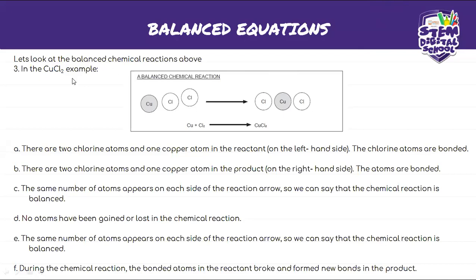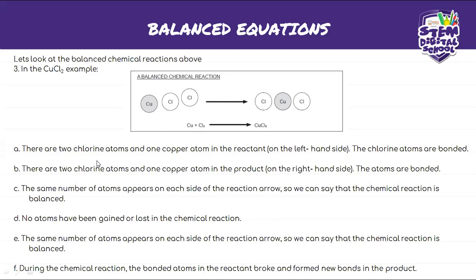All right, now let's look at the balanced chemical equation. In this example, we are looking at the formation of copper chloride. So you will see that copper is reacting with chlorine molecules to give us copper chloride. Now these points are going to explain what we are looking at in the example, a balanced chemical reaction.